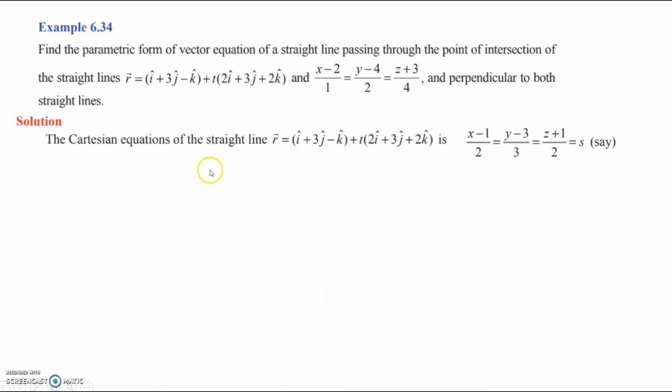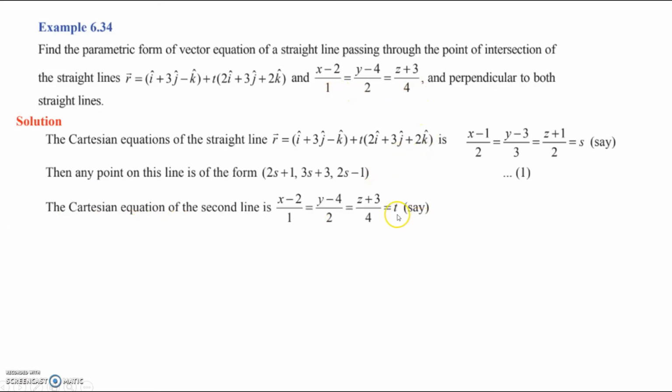So you have the Cartesian equation of the first line as this. We have already seen how to work that out, using the direction ratios 2, 3 and 2 as the denominators, and the point 1, 3, minus 1 as our x1, y1 and z1. So we have this equal to s. Similarly, we say the second equation is equal to t. Now our x is equal to 2s plus 1, y is equal to 3s plus 3, and z is equal to 2s minus 1.